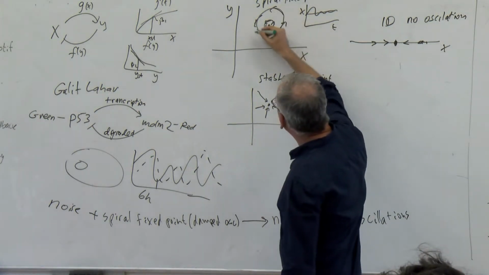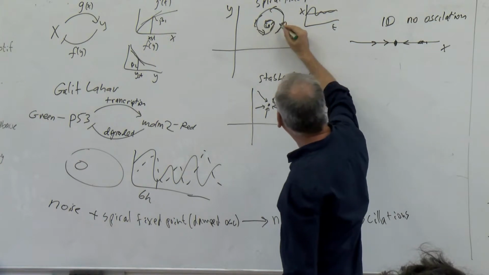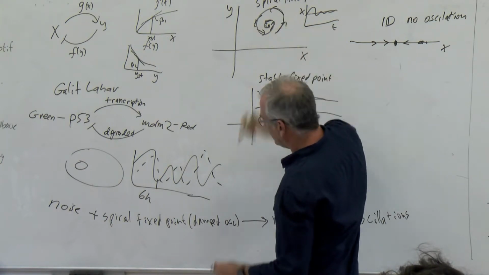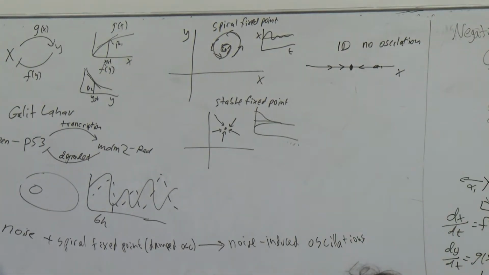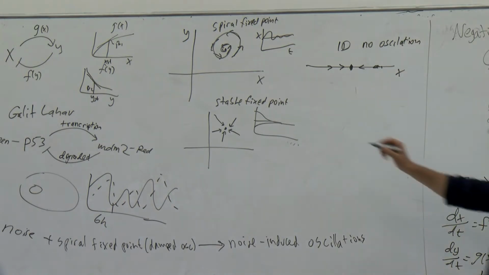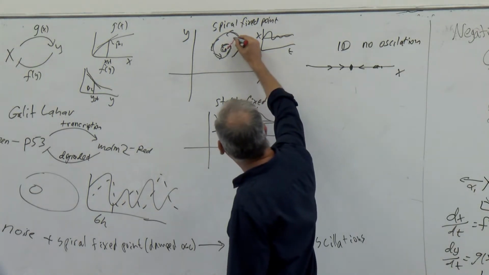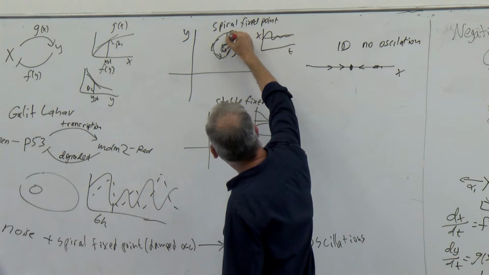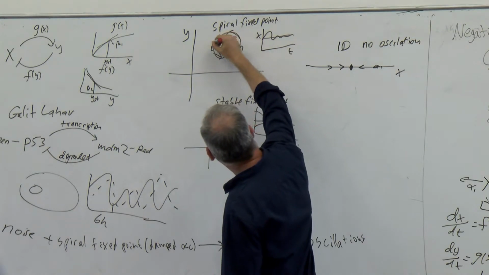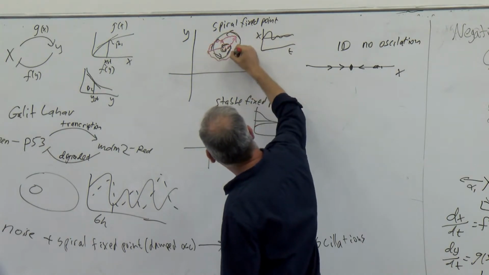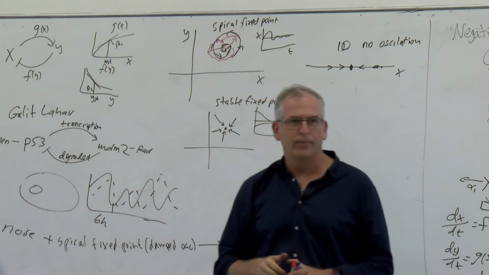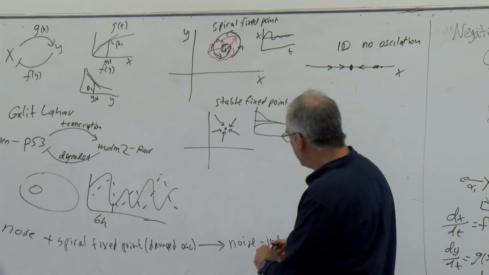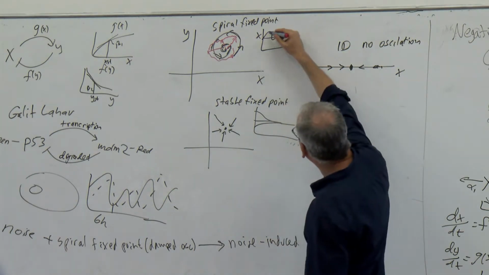X and Y spiral down, right? But if there's noise, it kicks it. Noise always kicks you in some random direction, and keeps you from crashing into the planet here. Noise kicks you, and you just spin around like that, and you don't crash down. Noise-induced oscillations.